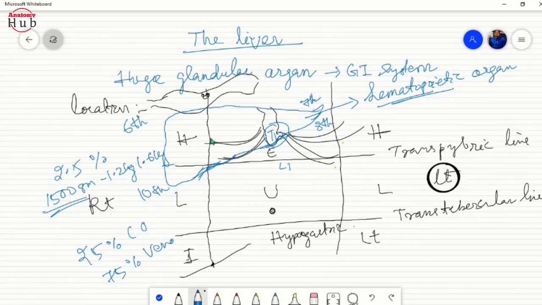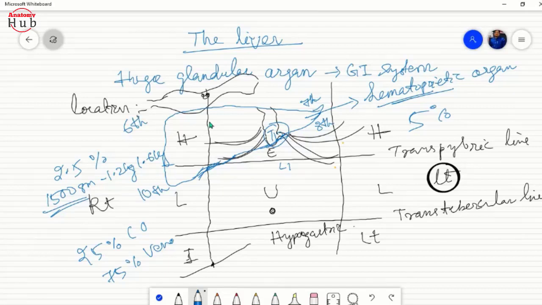What we'll see initially is that the fetal liver is 5% of the total body weight. If the fetus is, suppose, 1 kg, then 5% of 1 kg will be the weight of the liver, because this liver is developing very fast compared to the other organs. That's why the liver pushes the spleen and the stomach towards the left side.